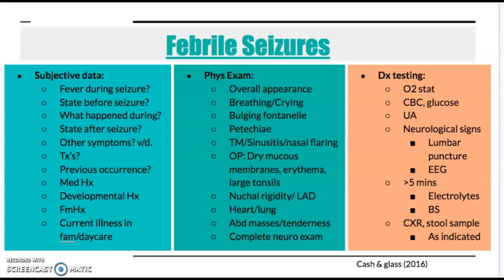For diagnostic testing, you want to check their O2 stat, their CBC, glucose, and urinalysis. If there are neurological signs, you may want to do a lumbar puncture and an EEG. If the seizures last more than 5 minutes, it's a good idea to check electrolytes and blood sugar. And you want to do a chest X-ray if there's any respiratory issues, or a stool sample if there was diarrhea during the seizures.